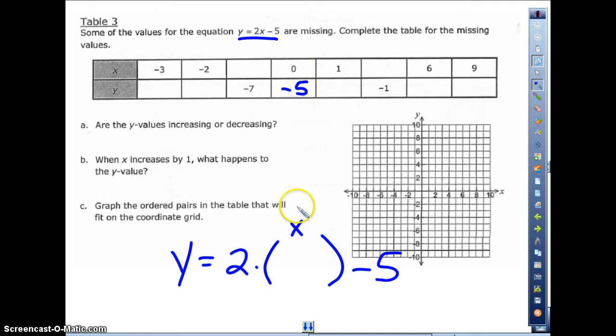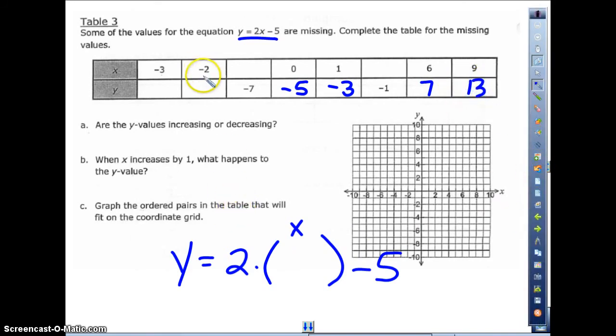Let's put in an x value of 1. 2 times 1 is 2. What's 2 subtract 5? Negative 3. Let's put in an x value of 6. 2 times 6? Yep, 12. 12 subtract 5. Let's put in an x value of 9. 9 times 2, 18. 18 subtract 5.